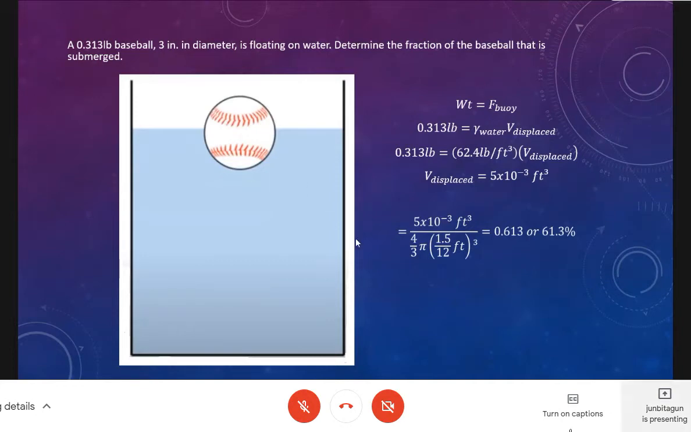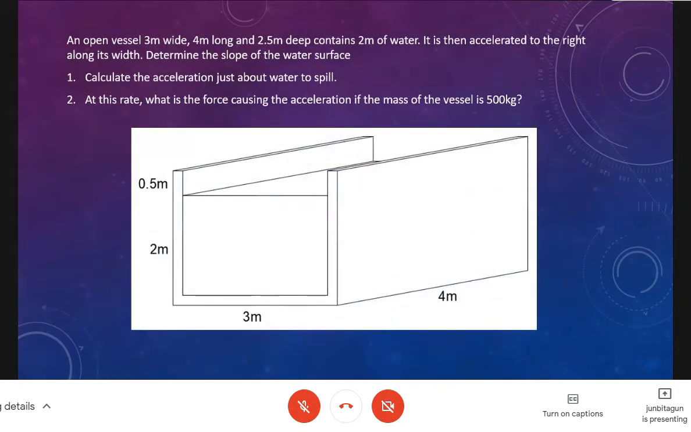Of buoyancy. Next tayo, how about yung moving vessel?